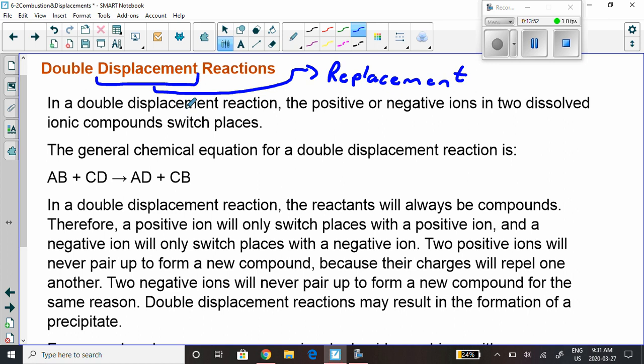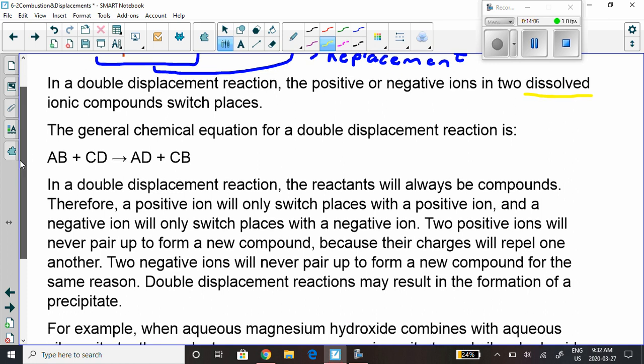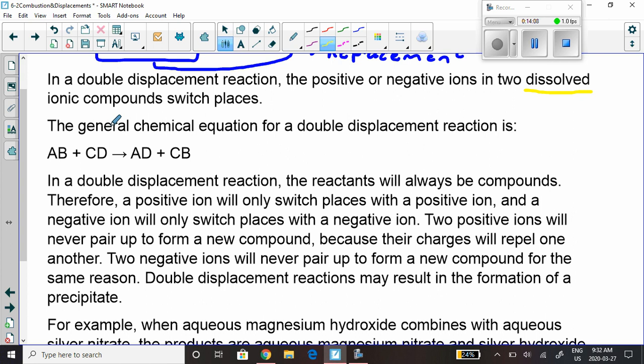In a double displacement reaction, the positive or negative ions in two dissolved ionic compounds switch places. This is key. It's in a dissolved situation. All right. So the general chemical equation for double displacement reaction is AB reacts with CD to produce AD plus CB. So if you take a look at it, one way of looking at this is A and C have switched places. The C is now with the B, and therefore the A is with the D. They've switched.